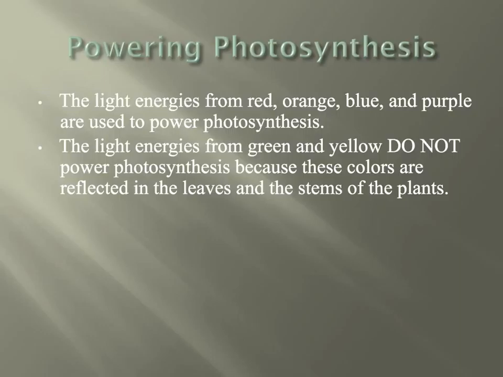So how do these colors of light energies affect photosynthesis? The light energies from red, orange, blue, and purple are used to power the process of photosynthesis. The light energies from green and yellow do not power photosynthesis because these colors are reflected in the leaves and the stems of the plants, which is why when we look at the plants, they are green and yellow.